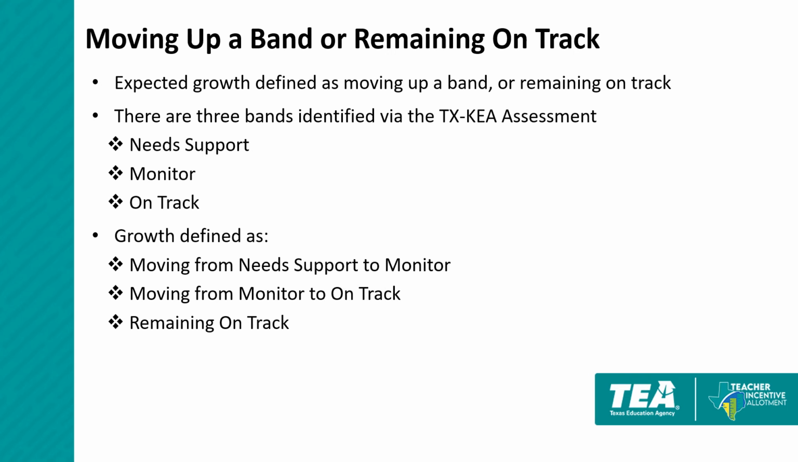In this method, moving up a band or remaining on track, districts could define expected growth as moving up a band or remaining on track. Using the 3 performance bands in the TXT test, districts could set expected growth as moving from needs support to monitor, moving from monitor to on track, or staying on track.